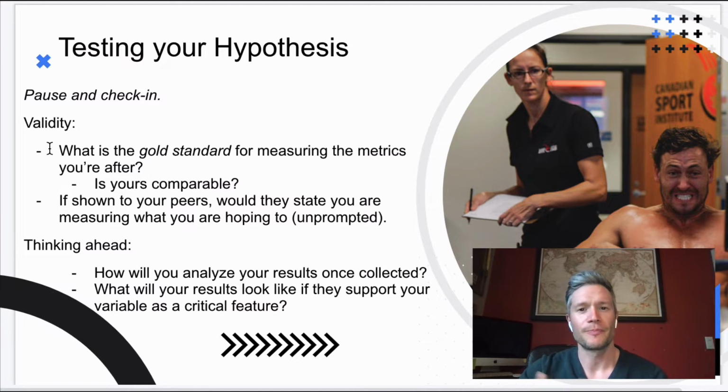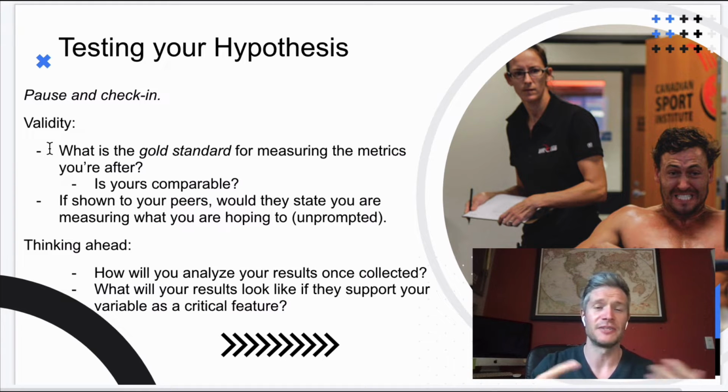Validity. So when you're checking validity, a good way to do this is, what is the gold standard for measuring the metrics you're after? So what do I mean by that? Well, every metric or variable out there has a gold standard that you usually test with. So for example, for body fat composition, the gold standard is full submersion water displacement tests. Now, are we able to do this all over?